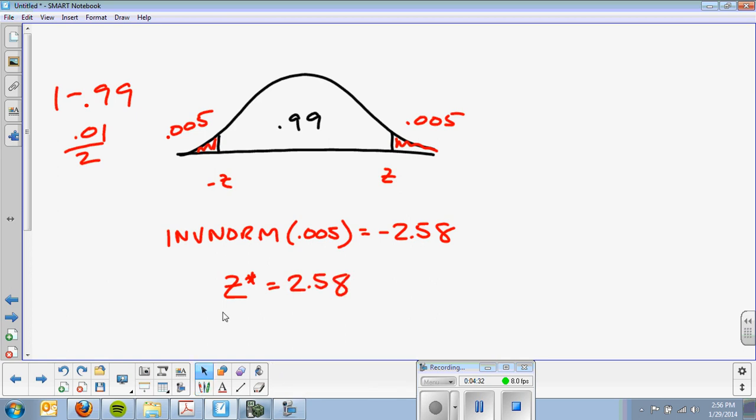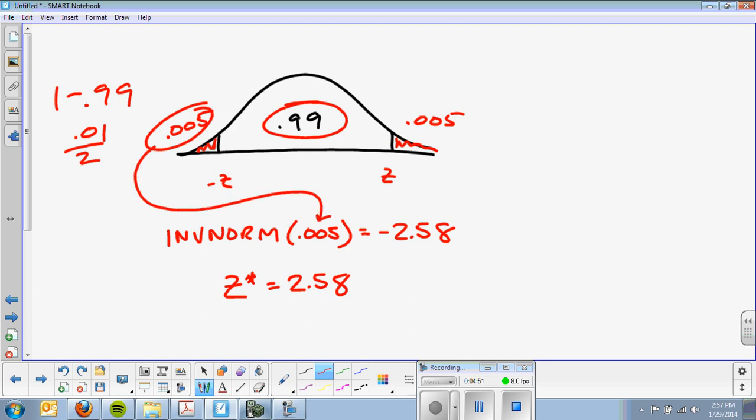Now, those are the three most common critical values that we will deal with. I could do this for any number using the same process. I subtract the area from 1, cut it in half, and that will give me the single tail area. I take that area, inverse normal it, get the negative Z score, make it positive, and I've got my critical value.